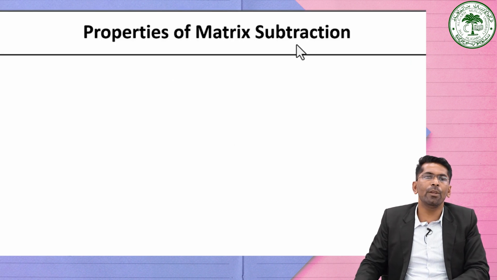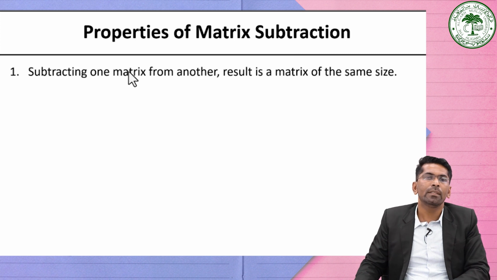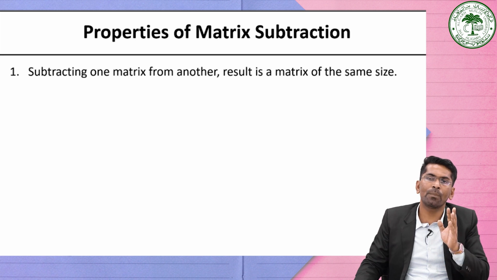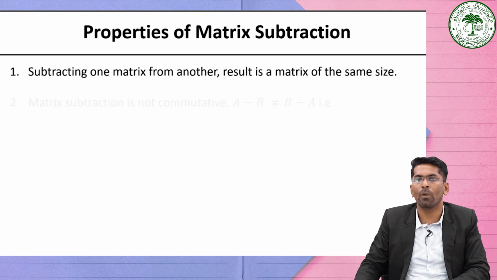Now we are going to enumerate the various properties of matrix subtraction. The first property: subtracting one matrix from another gives a resulting matrix of the same size. If you are subtracting two matrices, A and B, of the same order, then the result will also be of the same size or order.